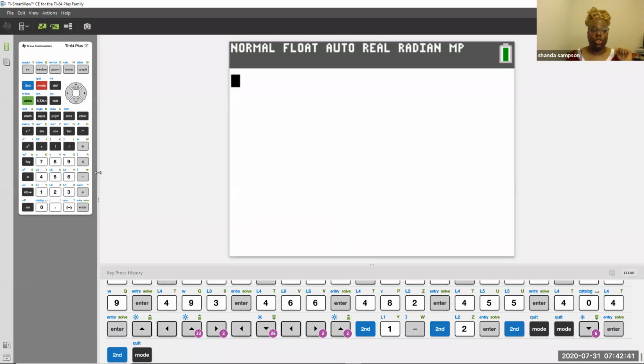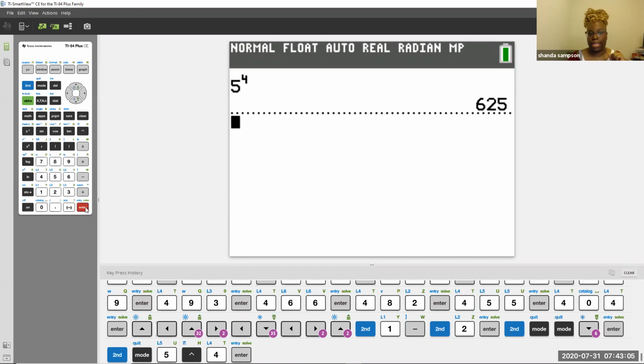So anyway, you would hit 5. Now, you can use the caret button. The caret button is the up button, like one of those up arrows, okay? It's on top of the division bar here. So you hit 5 and then you hit the caret and that pops you up to the top, and then you hit 4. So 5 caret 4, pretty simple. That's how you put in any type of exponent.